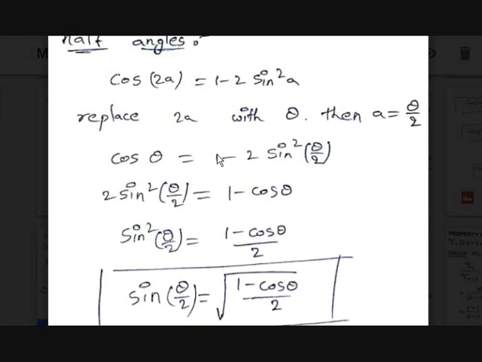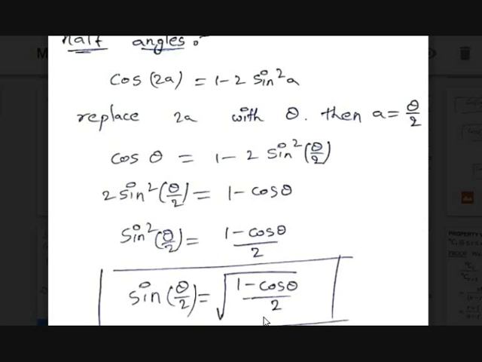Now what can we do? Send 2 sine square theta by 2 to the LHS and cos theta to the RHS. It becomes 2 sine square theta by 2 is equal to 1 minus cos theta. Now we just need sine theta by 2, right? Divide by 2 on both sides and take the square root on both sides. Then you will get sine square theta by 2 is equal to 1 minus cos theta by 2. Therefore, sine theta by 2 is nothing but square root of 1 minus cos theta by 2. It is somewhat interesting, right? We want the formula for sine theta by 2, but we got that in terms of cos theta.